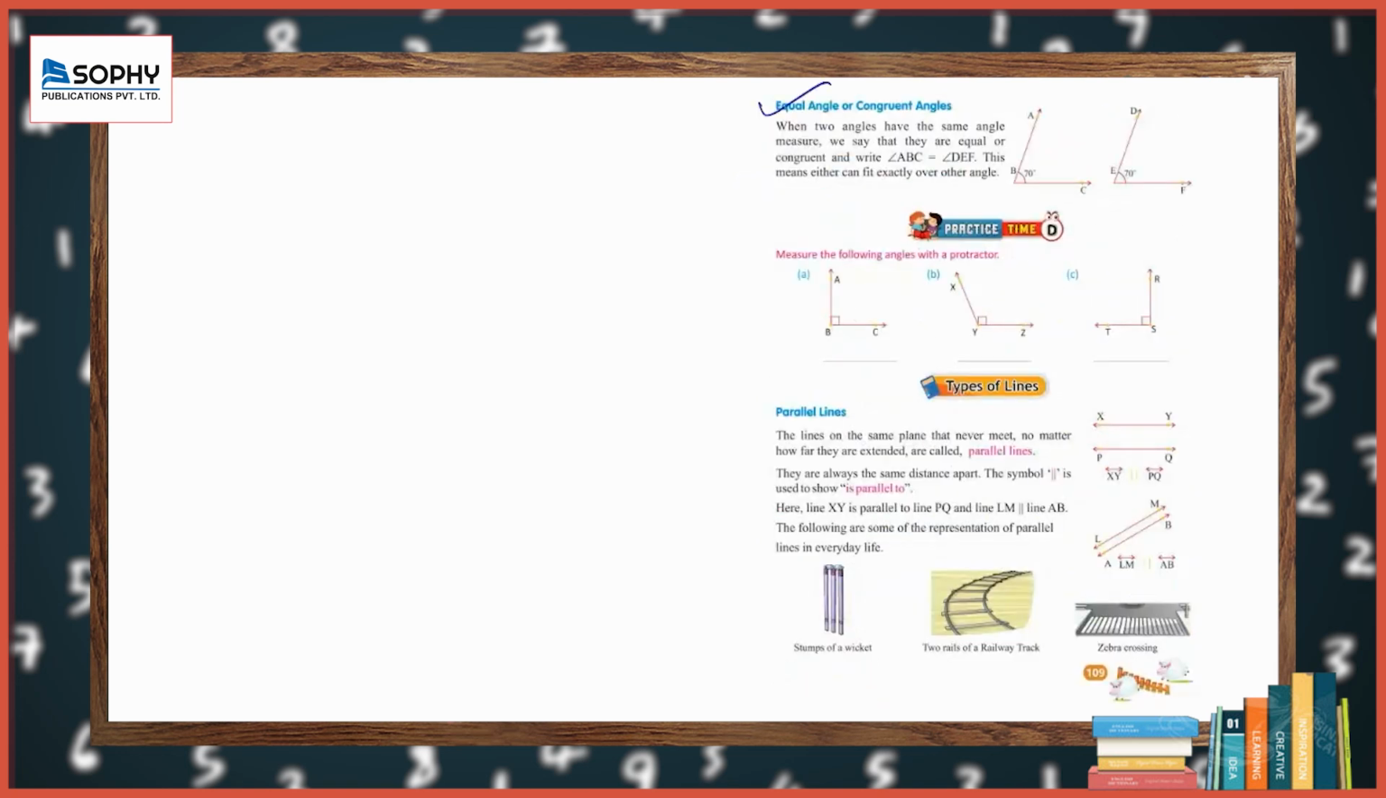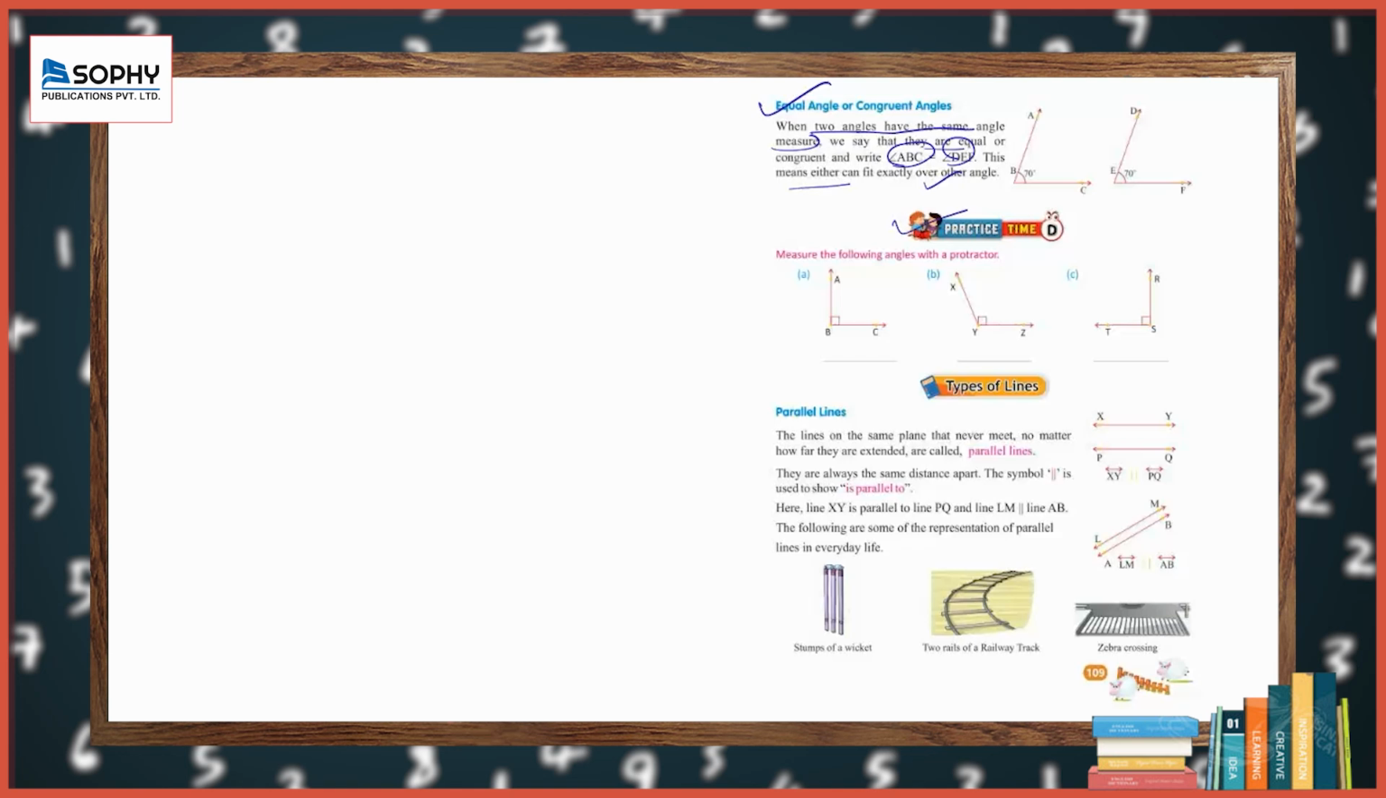Now let's look at equal angles or congruent angles. When two angles have the same angle measure, we can say that they are equal. That is angle B is equal to angle E, students. This means either can fit exactly over the other angle.